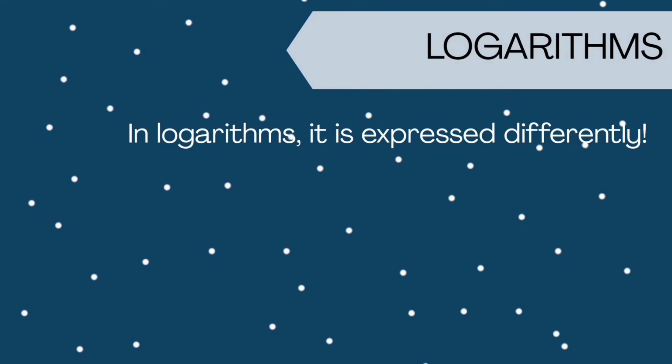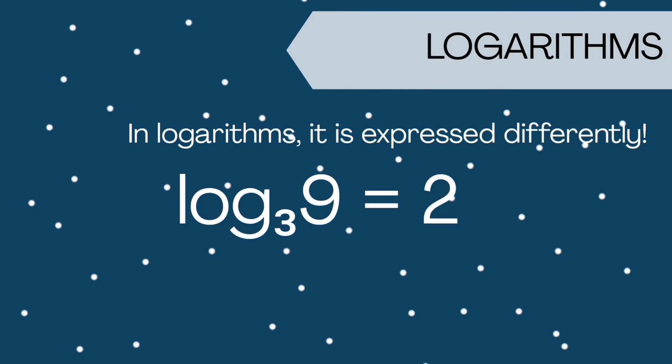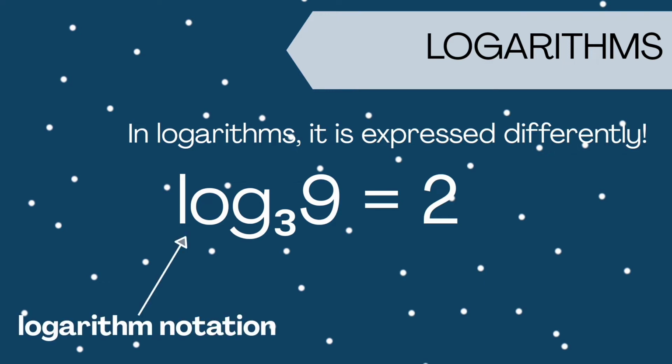However, in logarithms, they are expressed differently. Consider this logarithmic equation. The logarithm of 9 base 3 equals 2. Here, it has 4 parts. The first part being the logarithmic notation itself, which is the letters log. The next one is the logarithm's base, which is in a subscript. Here, it is the number 3.